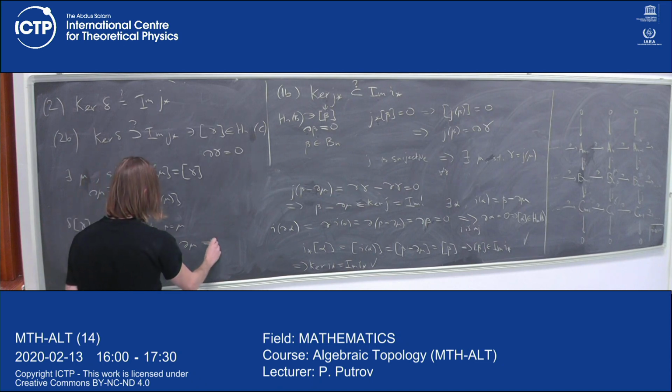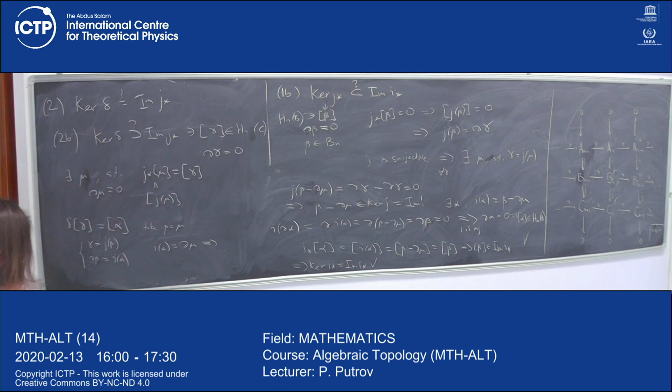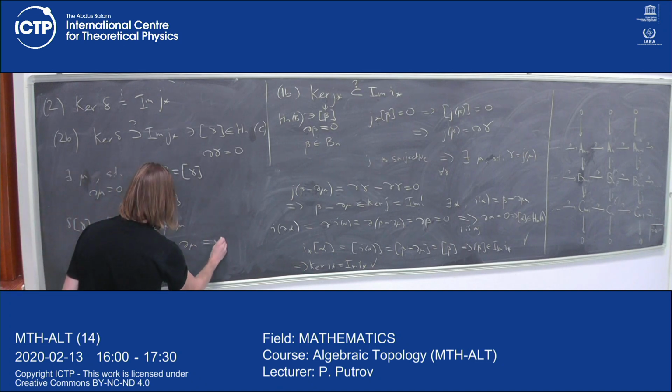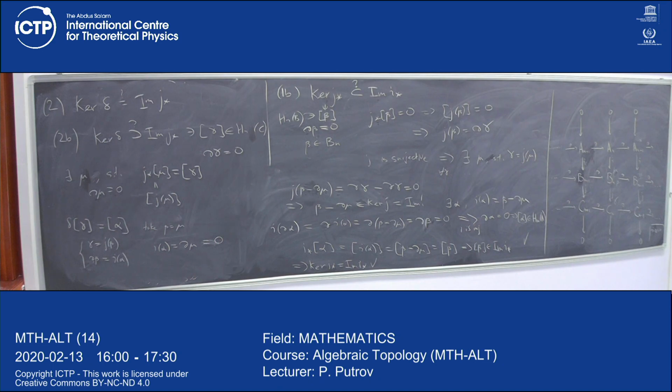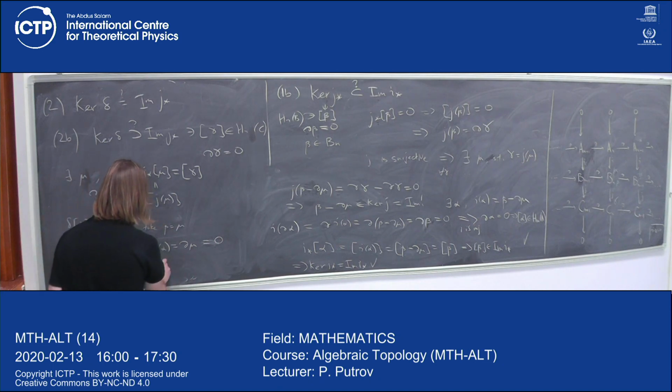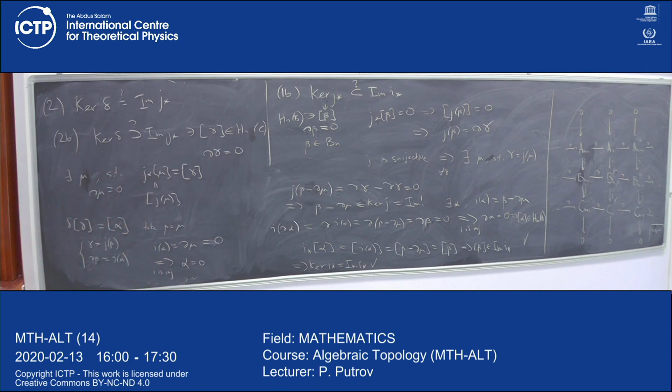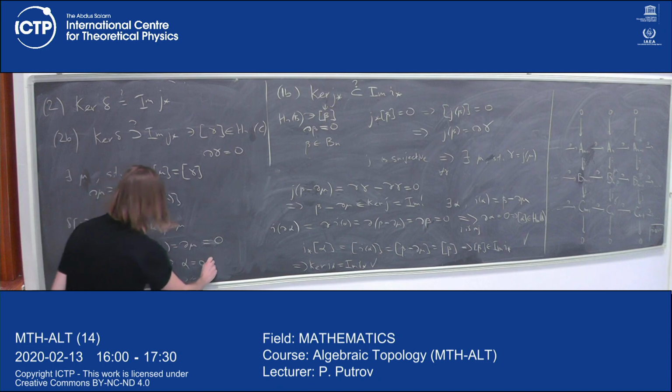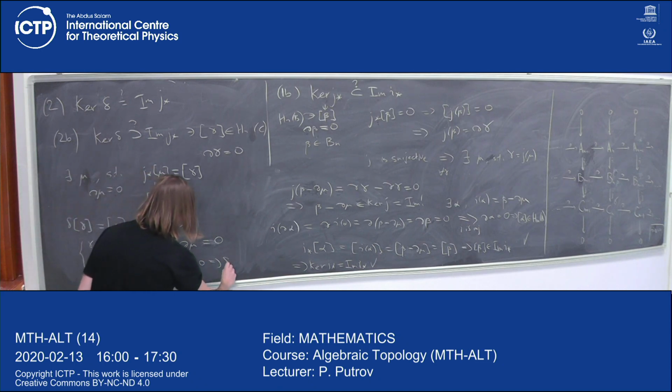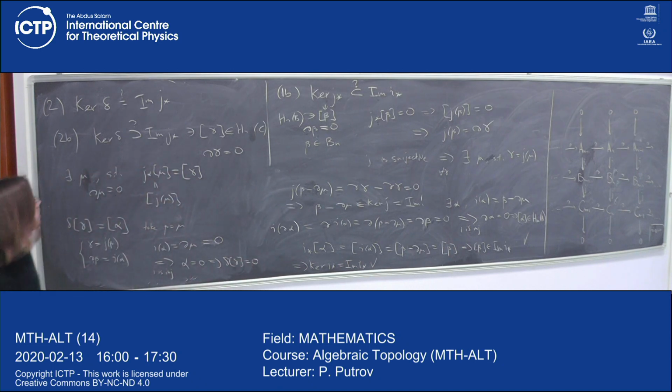And since we know that d mu is actually 0, and we also know that I is injective, this implies that alpha itself is 0. And this in turn implies that delta of gamma is the class of 0. So we checked this inclusion.